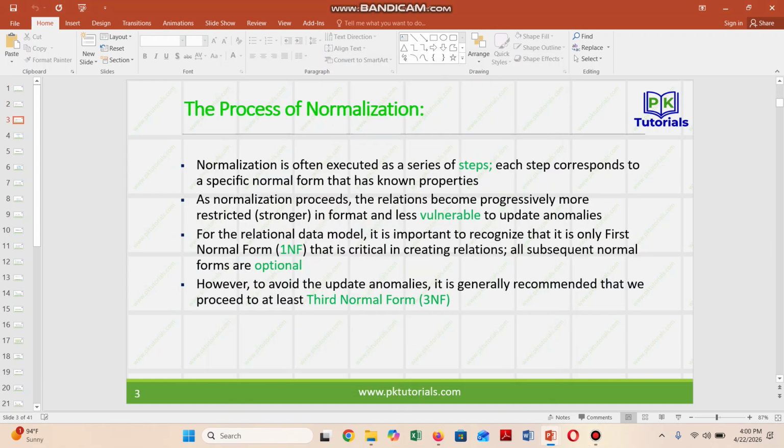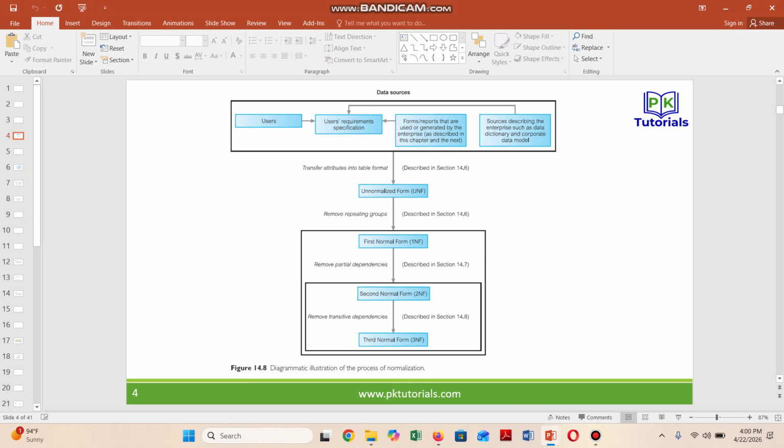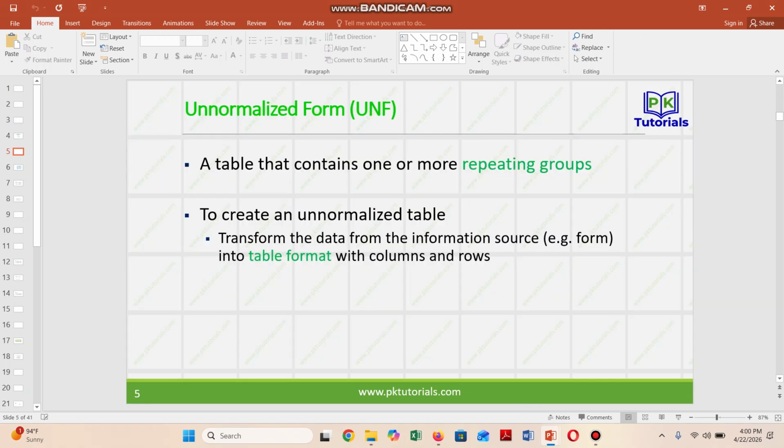Normally there are 5 forms, but in this course we'll study first normal form, second normal form, and third normal form. The data originally is in unnormalized form (UNF). If the table contains one or more repeating groups or there are multiple records, that basically indicates unnormalized form. For example, if you have one student and you have stored multiple skills for that student in one record, that is unnormalized form. There are multiple repeating groups.